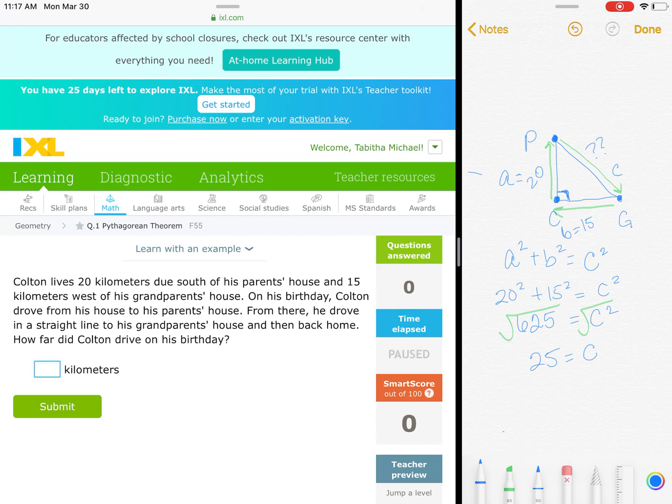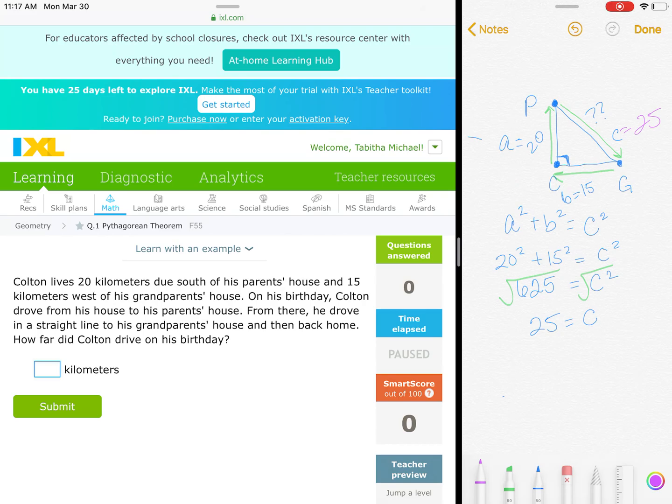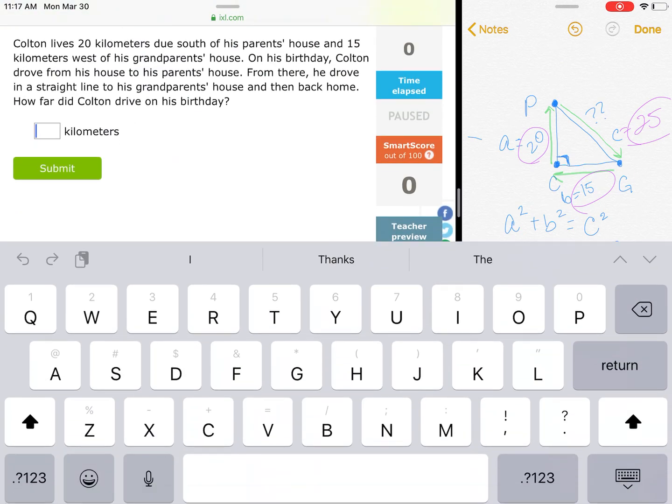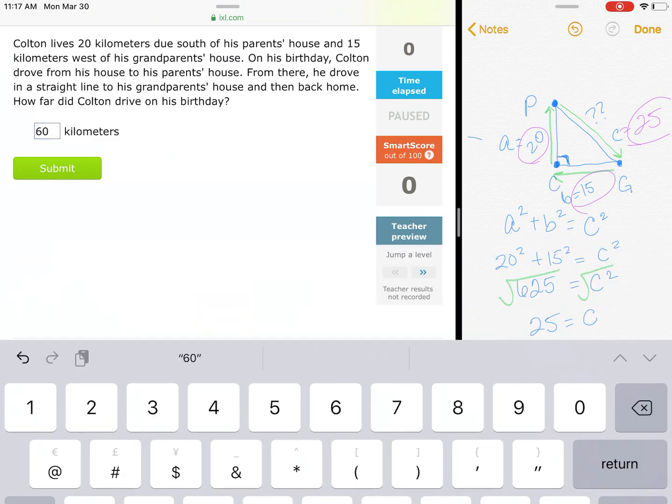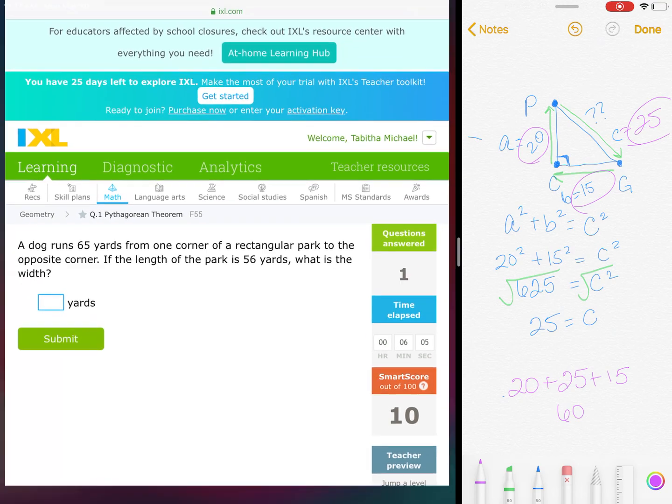Now, one of the problems that I noticed is that you guys were putting in 25 as the answer. That is not the answer. It asks you how far did he drive. I need the perimeter. So if this is 25, I need to add all of my pieces together. So he went 20 kilometers to his parents' house, 25 kilometers to his grandparents' house, and 15 kilometers back home, for a total of 60 kilometers. So that's how you work the word problems.